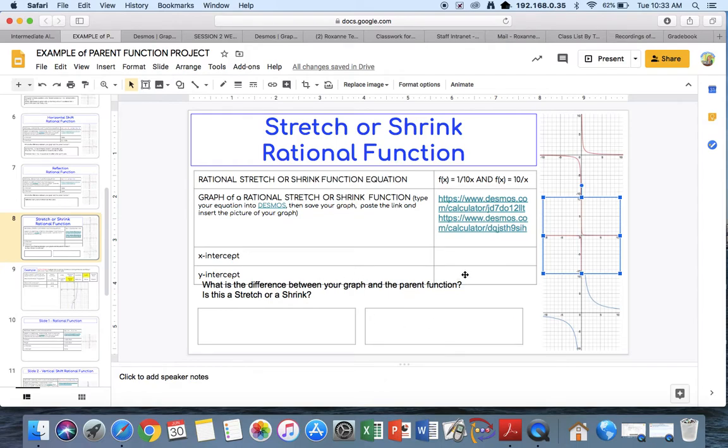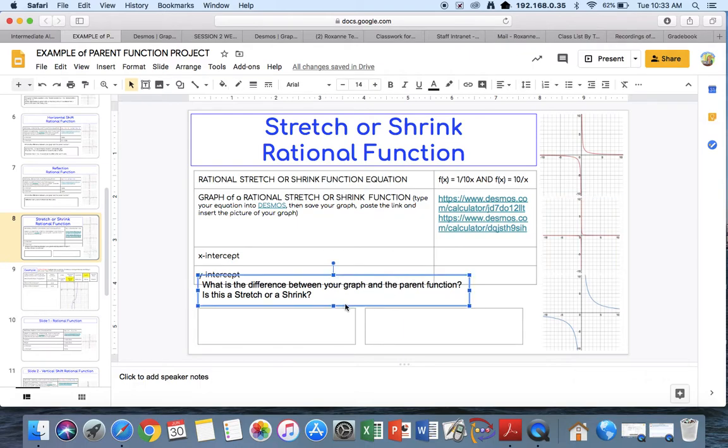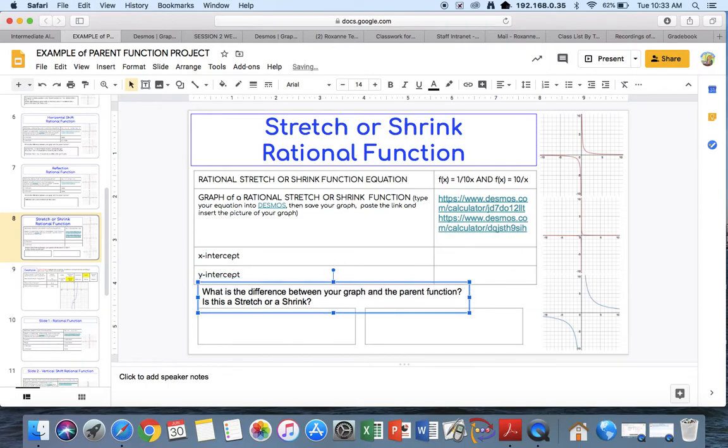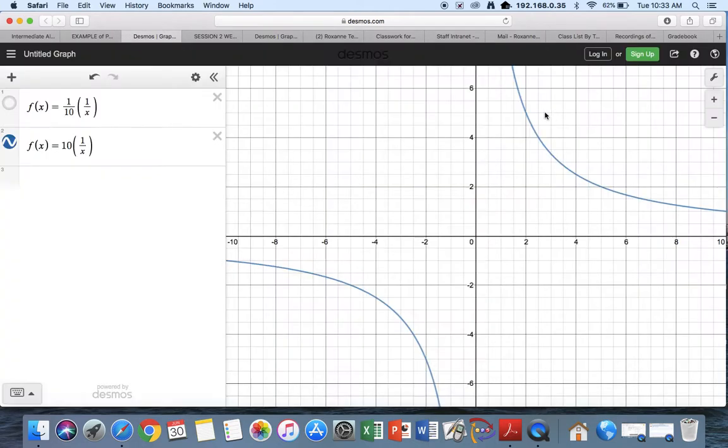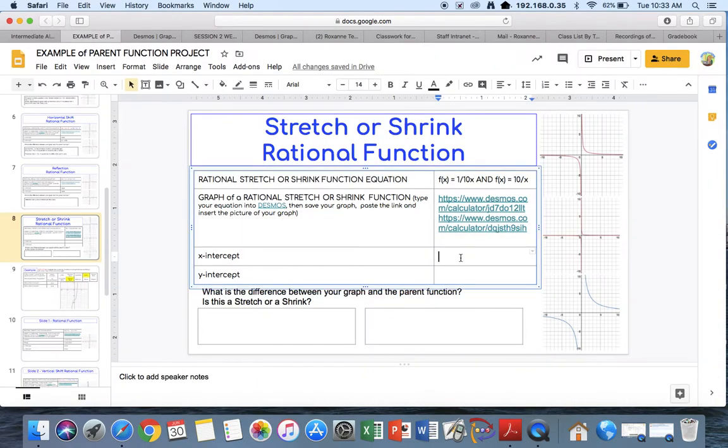All right, so now I want to know what my x and y intercepts are. It's going to be kind of hard to see, so we're going to go back to the graph in Desmos. It might be easier to see there. So let's go back and close that out. It still looks like it is not touching the x or y axis, so there's none for that one. And if I look at this one, it still is not touching. It looks like it does, but it's really not. So over here, I'm going to type in none for both.